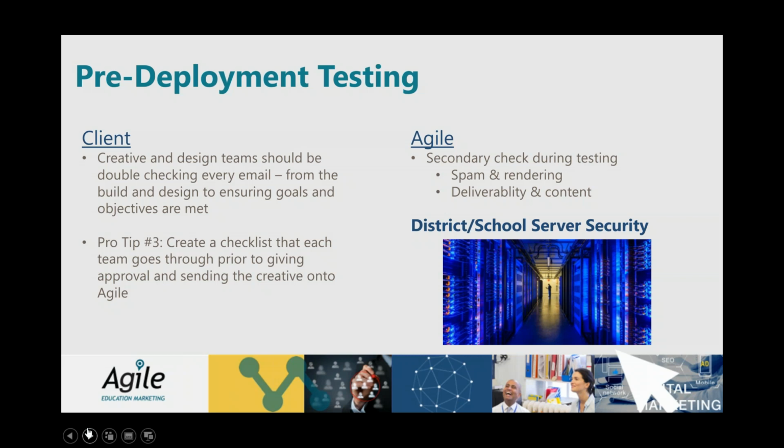So once everything's been approved and you send that email over to Agile, we go through a few different steps. First is spam and rendering, and the second is deliverability and content. So when we look at spam and rendering, we look at things like copy, links, whether or not they're live, the email formatting, and potential spam words or phrases that could come up. We also are able to run the creative through software that generates renderings for your email. So it's going to include the desktop versions, mobile versions, and app versions. And I'm going to show you some examples here in the next few slides.